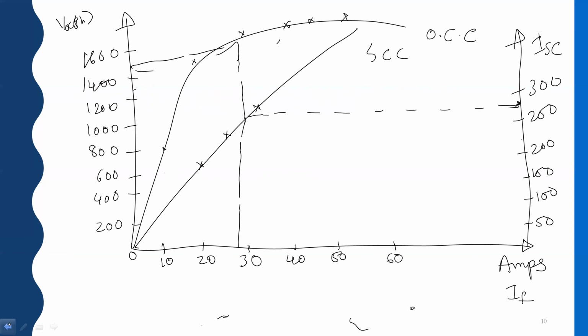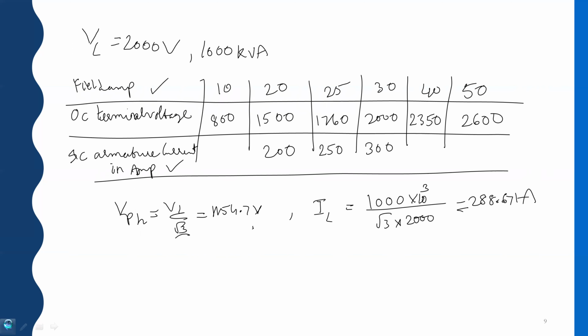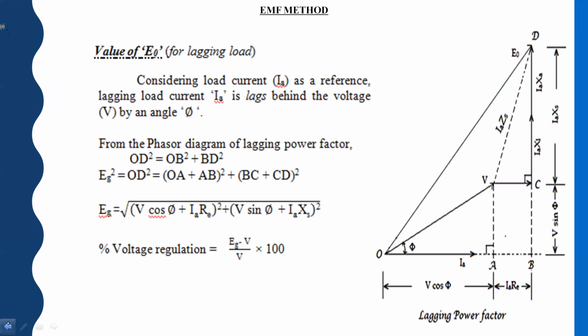Before also, I've skipped one slide. In that slide, you can see this formula with the phasor diagram. This is the EMF method. How did you get this from the phasor diagram? You can see it. I have IA, I have V. So current lags V by an angle of phi. So what I'll be getting next is IA XS.